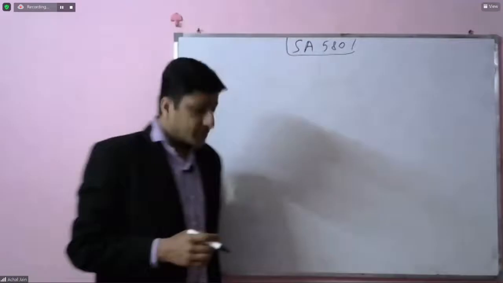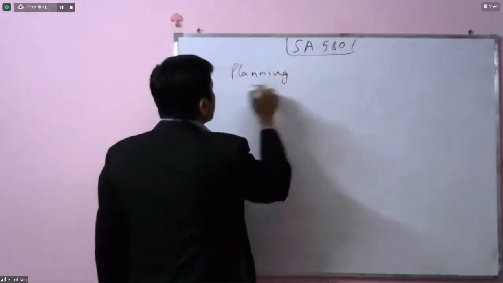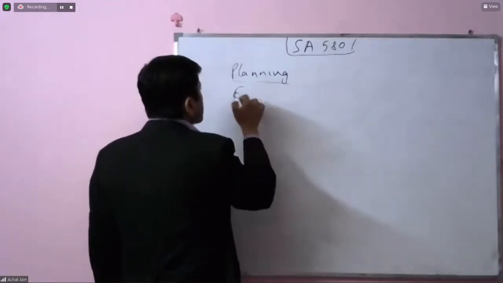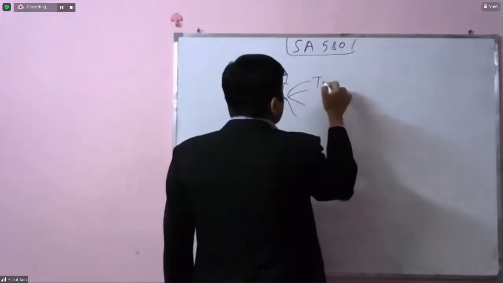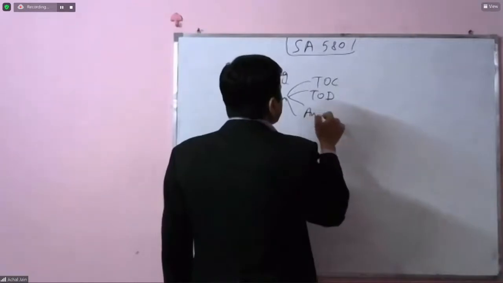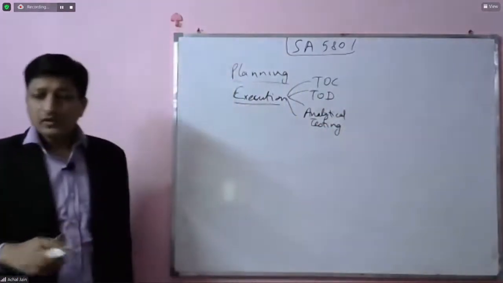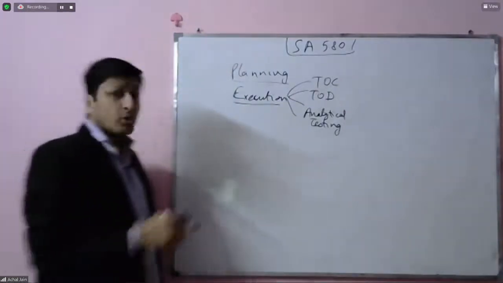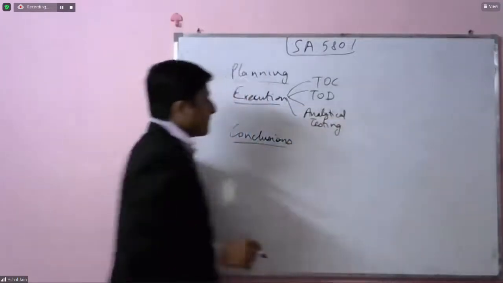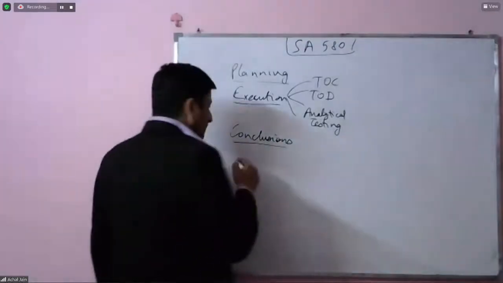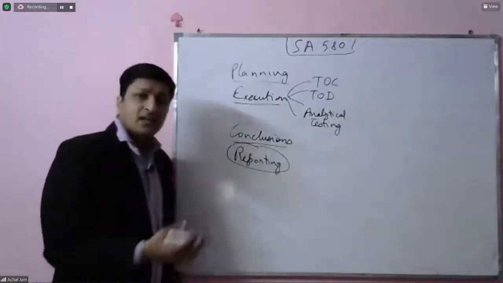Say if we talk about procedures, let's suppose the same stages we may cover over here. So the planning is done, execution is done. In terms of execution, various procedures have been performed. So test of control is done, test of detail is done, analytical testing is done. All these things have been done. Now, on the basis of all of these procedures, conclusions have been drawn. And once the conclusions are drawn, the auditor will get into the reporting mode. Reporting means coming to an end and expressing an opinion.